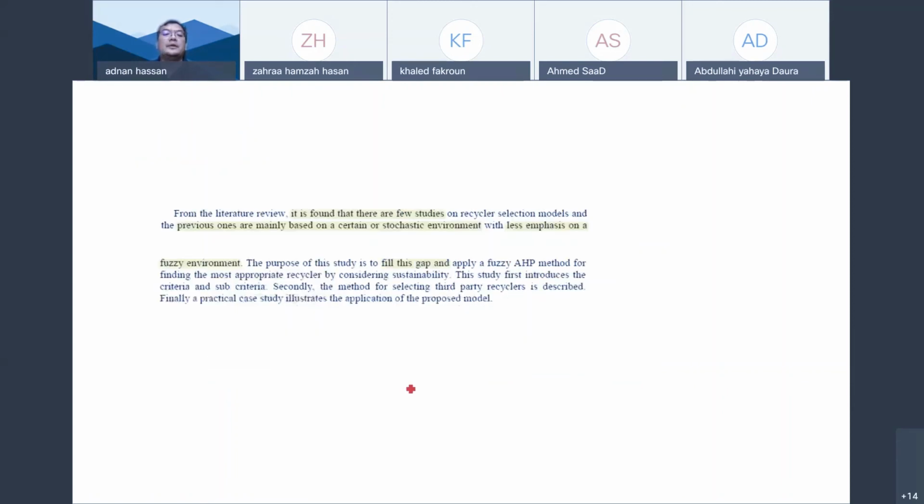And then if we follow further, you can see that it is found that there are few studies on recycle selection. Previous ones are mainly based on a certain or stochastic environment with less emphasis on a fuzzy environment. So this is the gap. When you read a paper, try to find words like this. This is the gap of previous work. So now you can see the purpose of this study, meaning your current study, is to fill this gap.